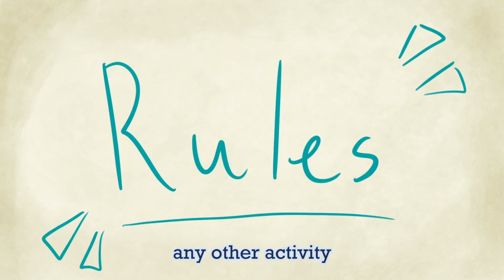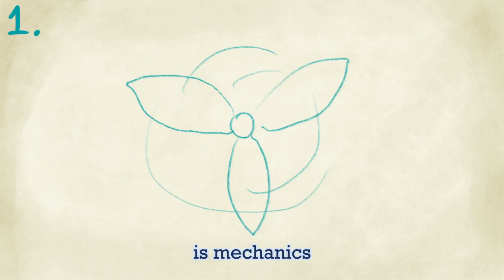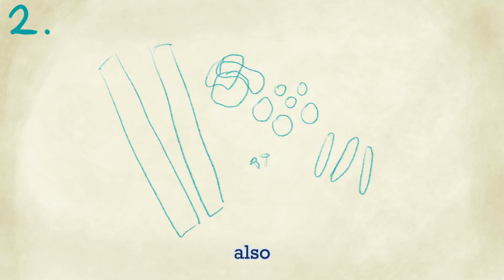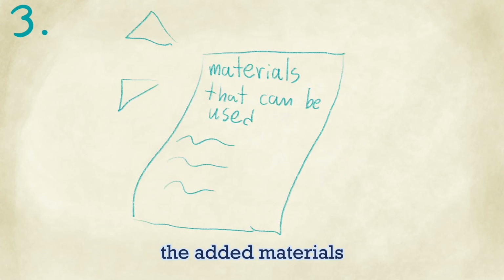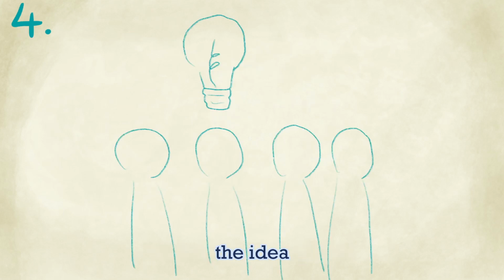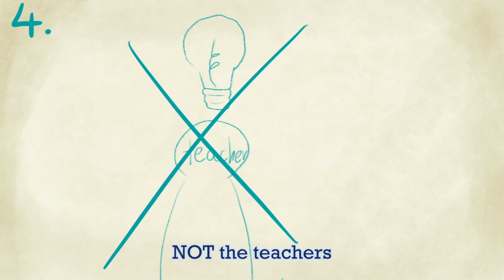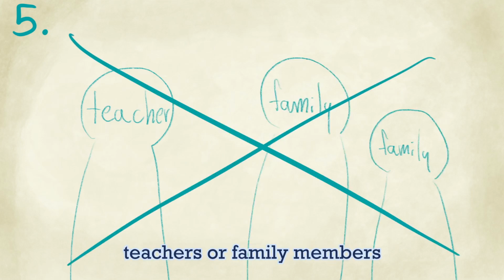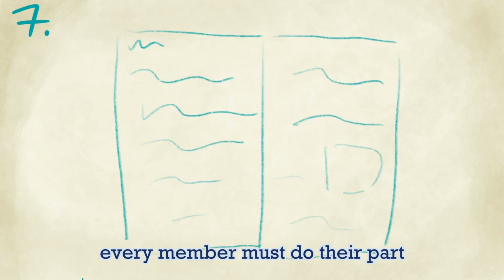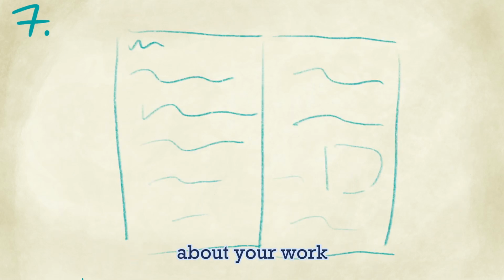Like any other activity, this one also has rules that you need to follow. So starting off, this year's theme is mechanics, and that means that at least one part of your toy must be movable. Also, it's not necessary to use all the materials that's given, but the other materials that will be used must be inside the list that is sent to you. The idea must come from the students and not the teachers, and you can get help from teachers or family members. Every member must do their part, and you need to keep a journal about your work.